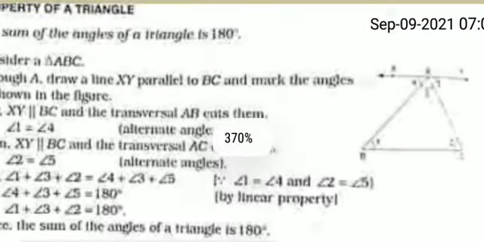Let's see. Look here. Consider a triangle ABC. First you have to draw a triangle ABC and name the angles: angle 1, angle 2, angle 3. Next, at point A, draw a line XY which is parallel to BC. Clear? Draw the line XY parallel to BC and mark the angles as shown in the figure.